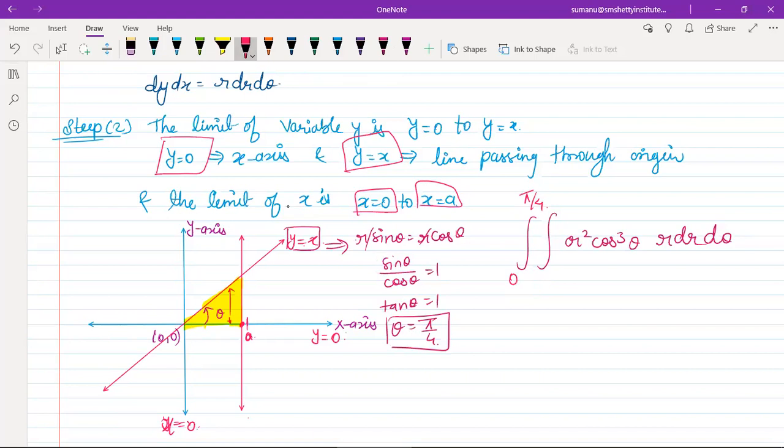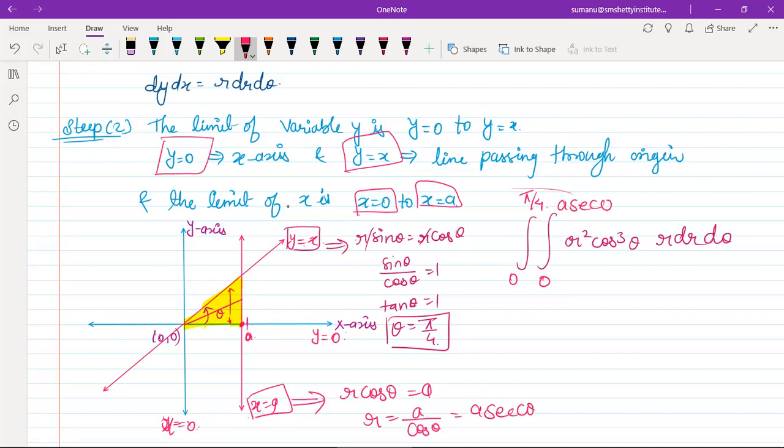Now to get the limit of r, what did I tell you? To draw the strip from the origin. So starting end is at 0, so the lower limit is 0. Where is the ending end? On this line, x equals a. So from here we will get r. So r cos theta equals a. We need r, so we take cos theta to the other side: a upon cos theta. And 1 upon cos theta is what? sec theta. So what upper limit do we get? a times sec theta. Understood?